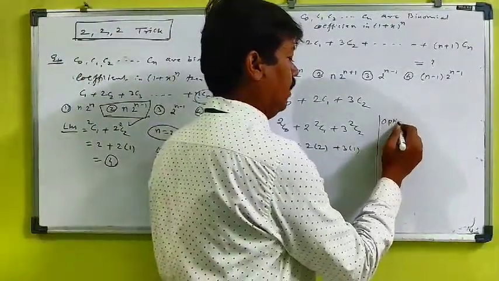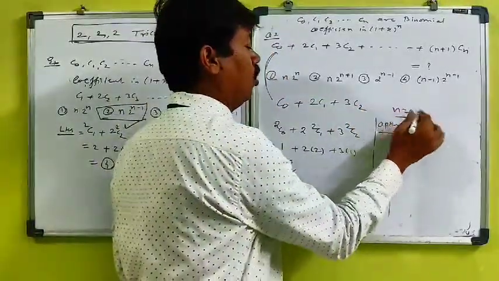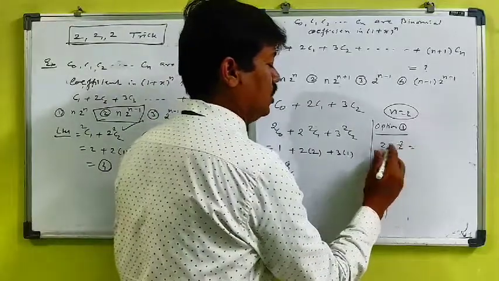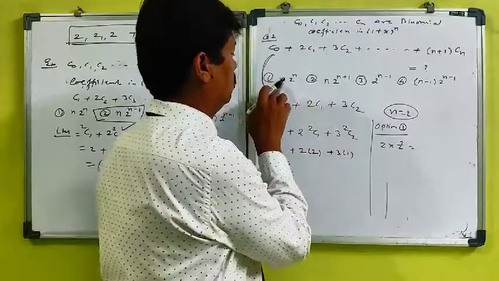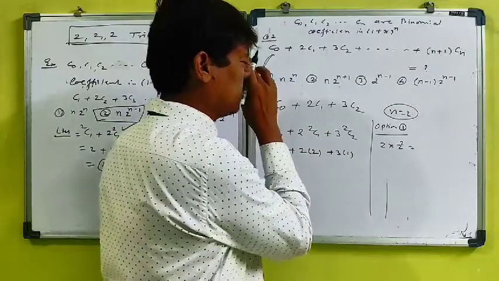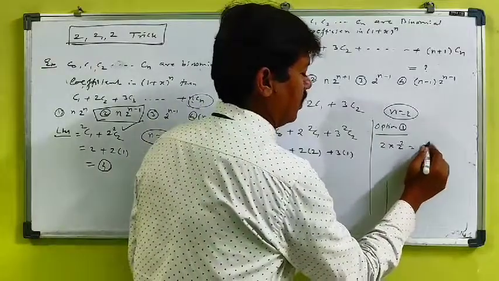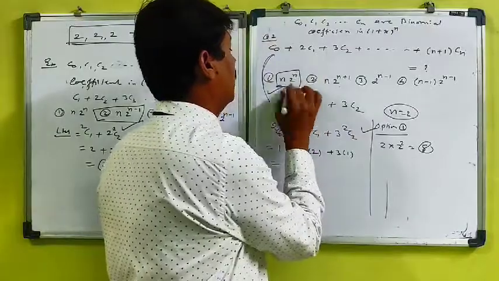Option number 1: we will put n equal to 2 in all options. Option number 1, 2 into 2 square. That is 2 into 4. So n is equal to 2, right? 2 into 2 square is 4, so 2 into 4 is 8. So that is the first answer. It's a correct answer. This is the correct answer.